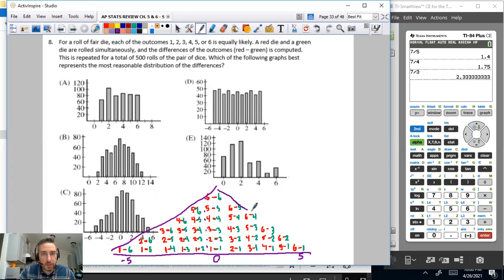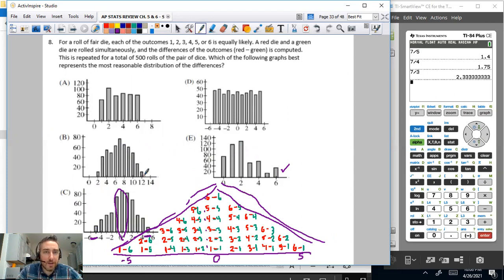Of course, if you do a simulation, you'll get more of a normal curve type shape. But with 500 repeated rolls, you're going to simulate that distribution, and it's going to look very close to this one right here, because it's centered around 0, and it looks like your min is around -5 and your max is at 5. Here, you can't get a difference of 6. That's impossible.